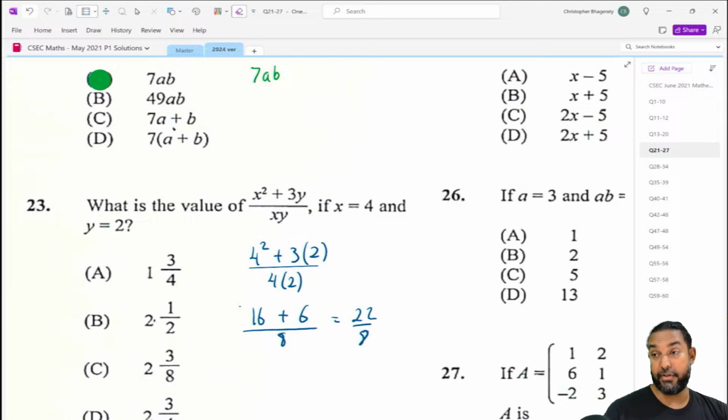Hey, Sai, thanks for sharing it twice, appreciate it. And you could cancel that with 2's, right? 2 into 22 goes 11, 2 into 8 goes 4 times. And 4, right, so here we could convert this to 2 and 3/4.